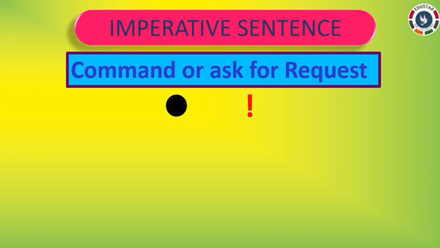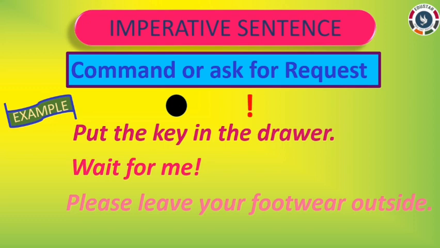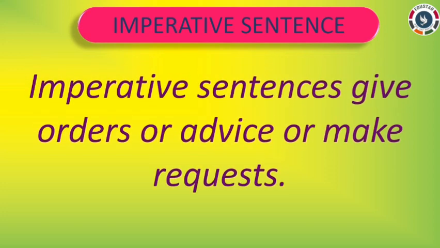For example, put the key in the drawer. Wait for me. Please leave your footwear outside. Here you can see that imperative sentences can end with a full stop or exclamation mark. Thus, from the above examples, we can say that imperative sentences give orders or advice or make requests, and they can end with a full stop or exclamation mark.